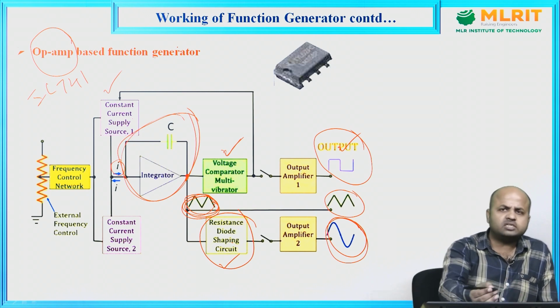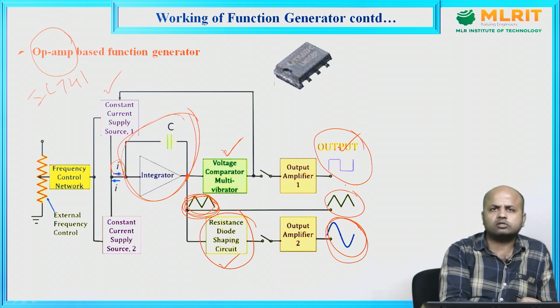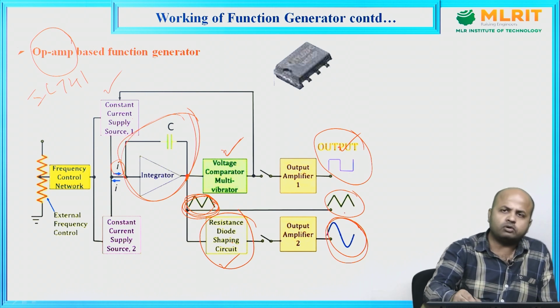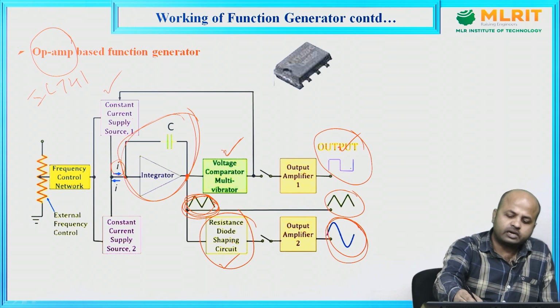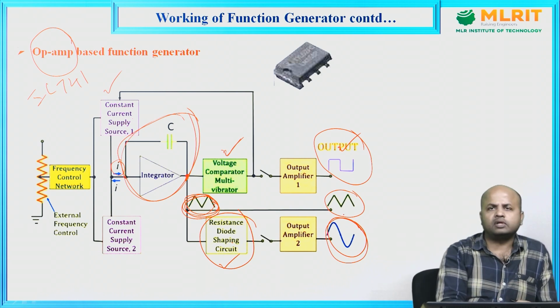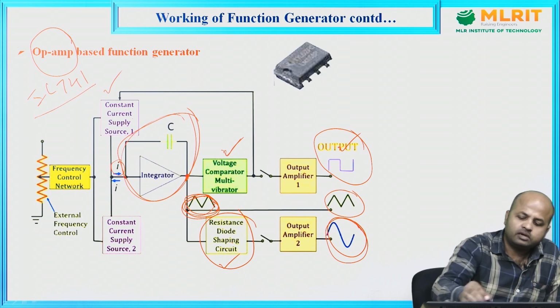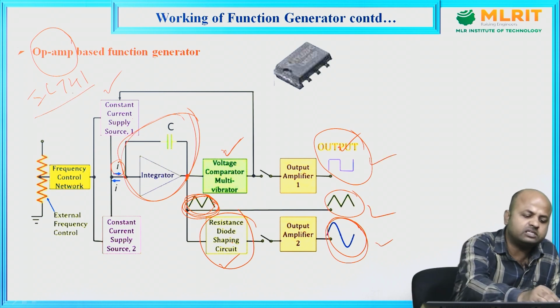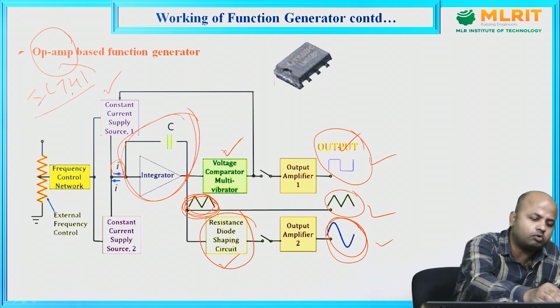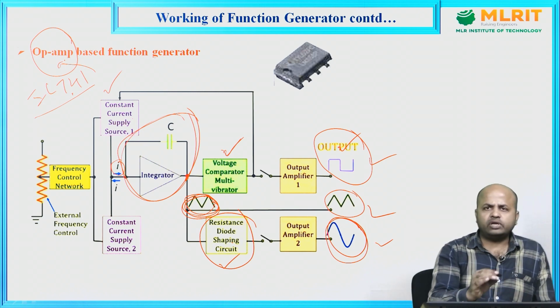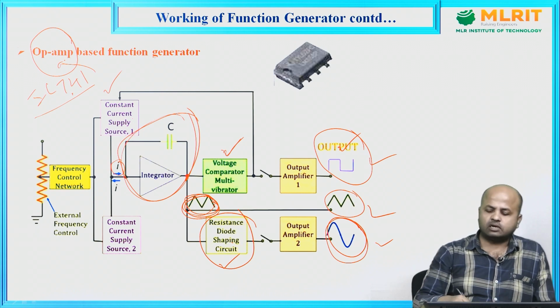So the methods are different, but the output is the same. In IC 555 also we are getting the square wave, triangular wave, sine wave. Here also we are getting square wave, triangular wave and sine wave. In the last slide we discussed how to generate different waveforms using IC 555. Here we are discussing how to generate different waveforms using IC 741, which is also known as op-amp. So we learned two different methods to generate different types of signal.